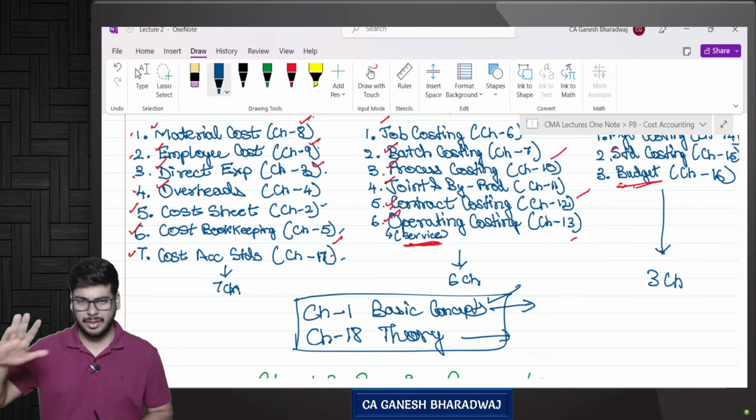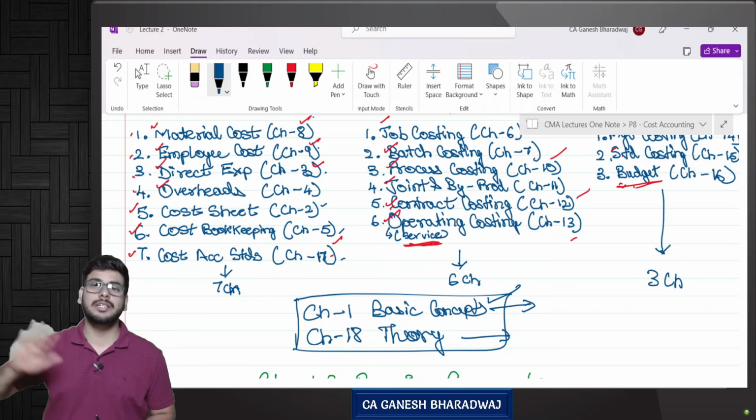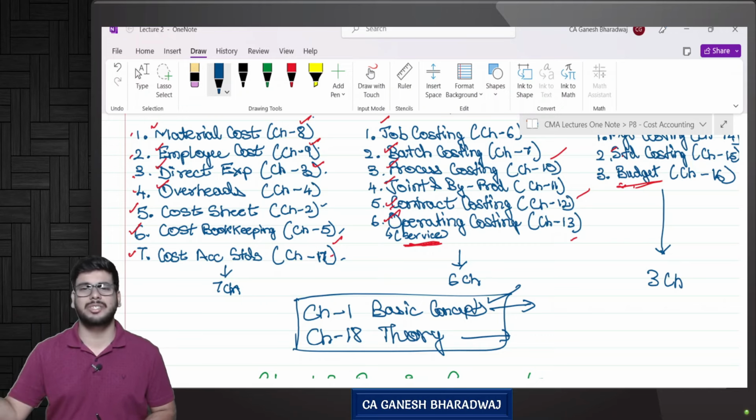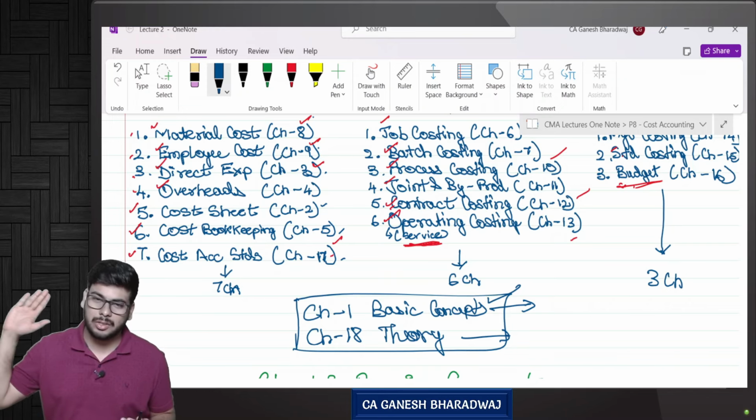I have given cross reference. We will be looking at the theoretical viewpoint. The same subject, there are some theories. In cost accounting, there are some theories from an exam point of view. We will discuss it towards the end.